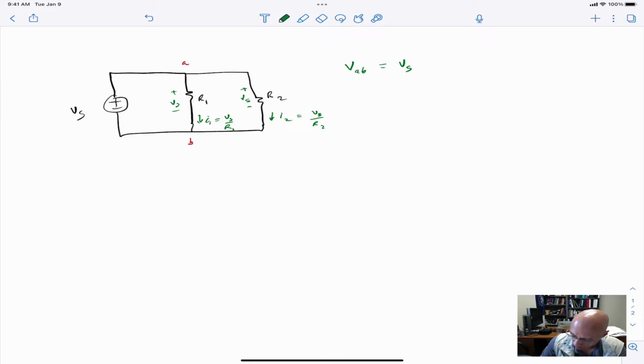Just Ohm's law. We can do that because I1 and I2 are consistent with Vs in terms of the passive reference convention. The next thing I'll point out here is that the voltage source provides some current. We can write it in like this.